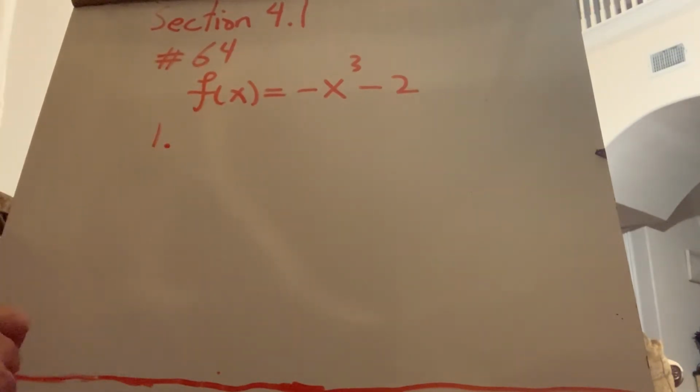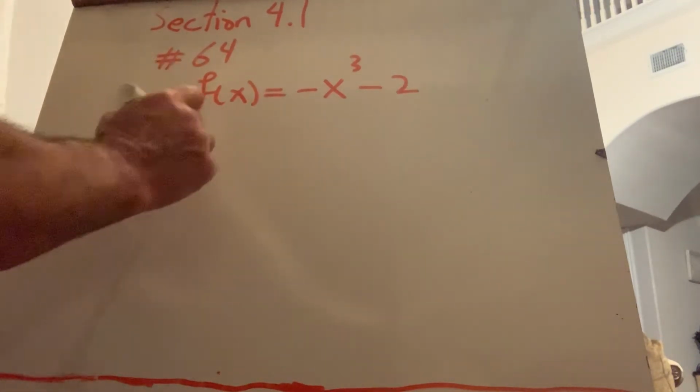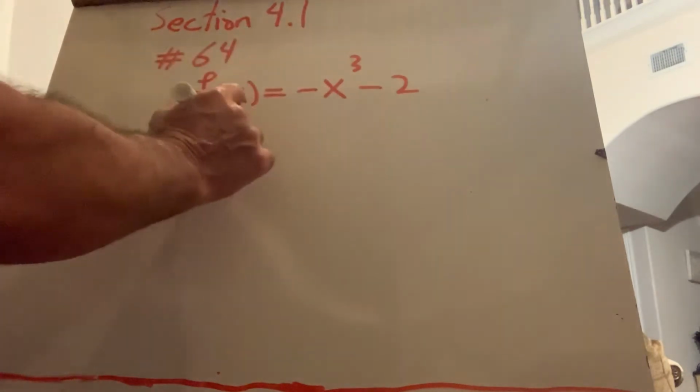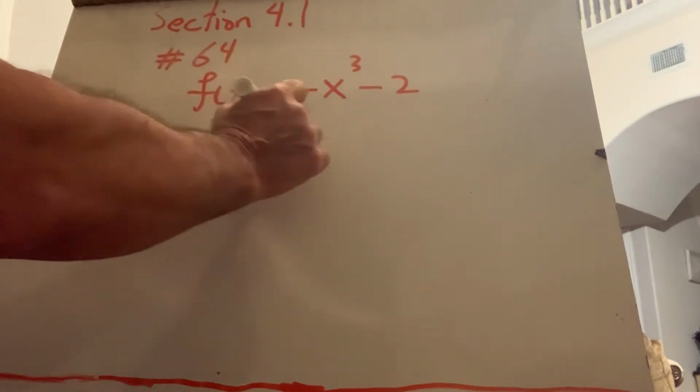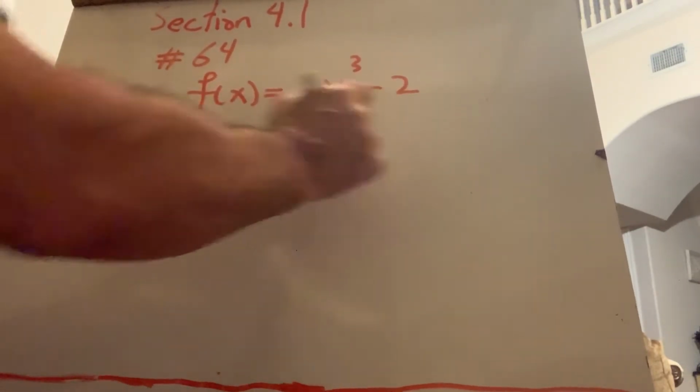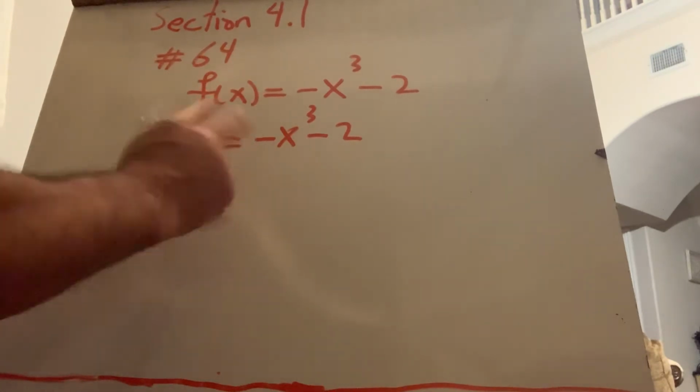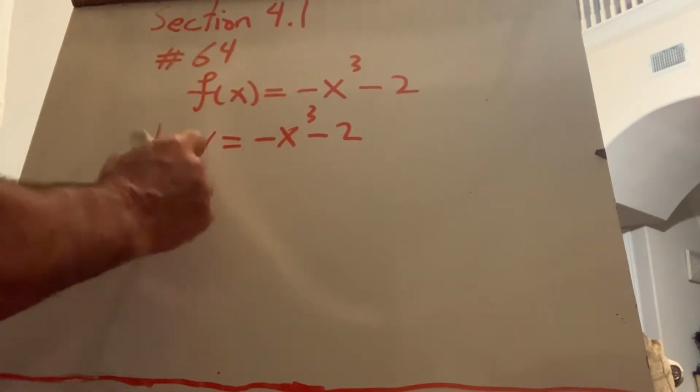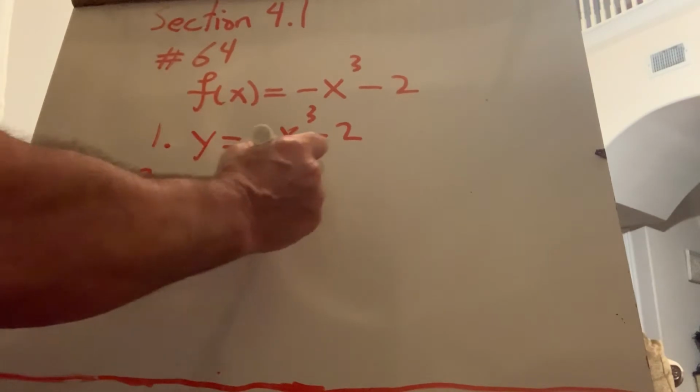So what was the first step? I think we said we're going to change f of x to y. So you're going to go to your function and change f of x to y. Step 2 says interchange x and y. So the y is going to become x, and that x is going to become y.